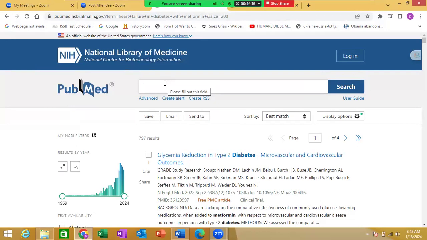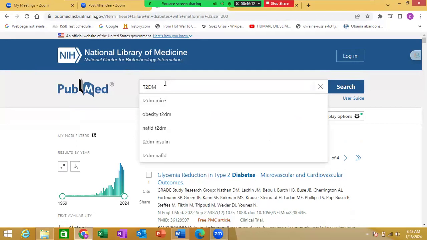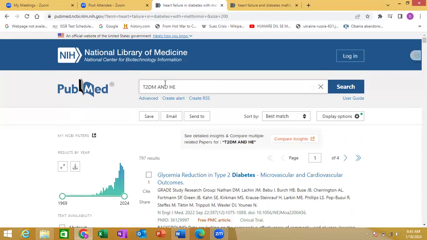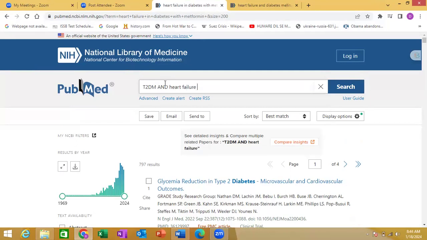Just be specific. I'm writing in full abbreviation: T2DM, type 2 diabetes mellitus, and heart failure. Again, I'm using and, metformin, and diet. See, I have used all my 4 PICO words: type 2 diabetes mellitus, heart failure, metformin, diet. That means our population, our outcome, our intervention, and our control group. And let's search.